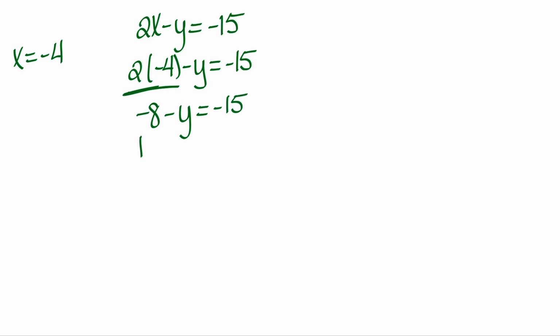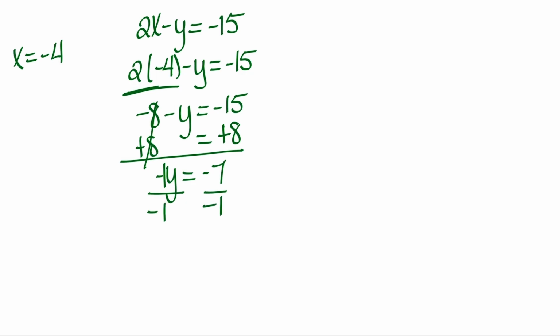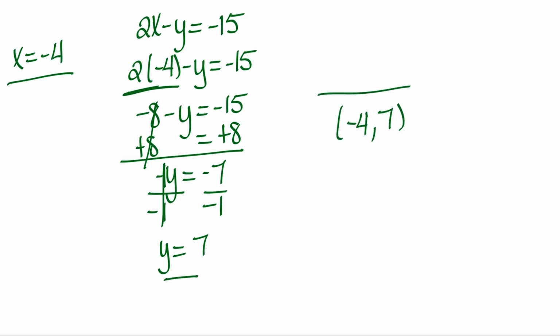Now to solve for y, I'm going to add 8 to both sides. So when I do that, I am left with negative y equals negative 15 plus 8, which is negative 7. Remember that negative y is basically negative 1y, so I'm going to divide both sides by negative 1, and that will give me y equals negative 7 divided by negative 1, which is positive 7. So now I have my x value and my y value, so I can write my solution as negative 4, 7.